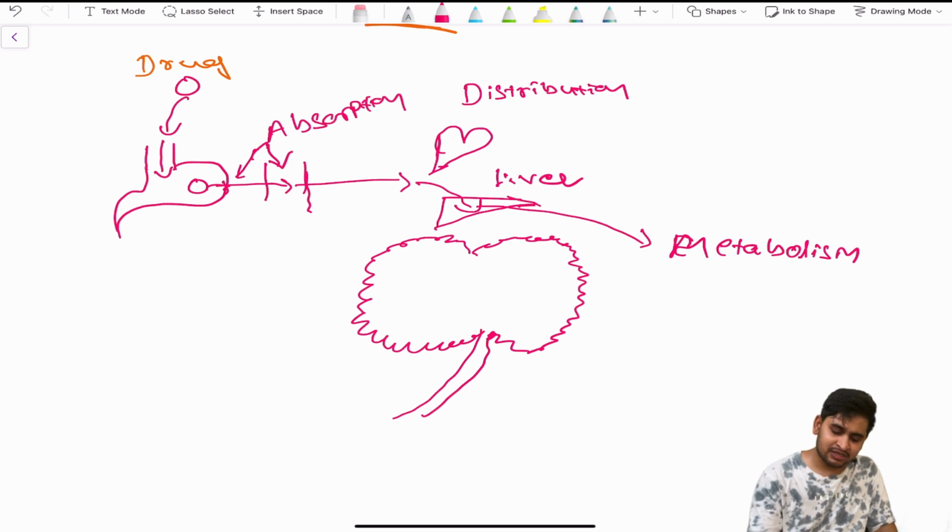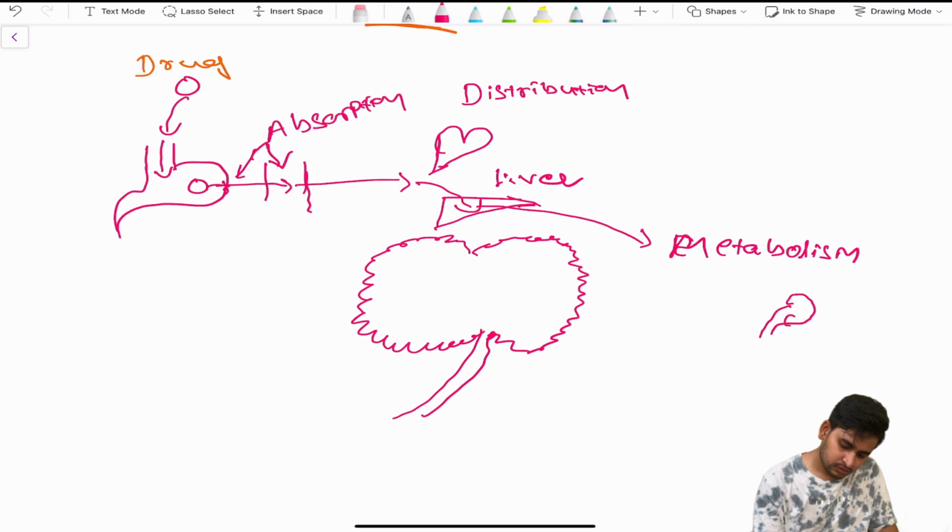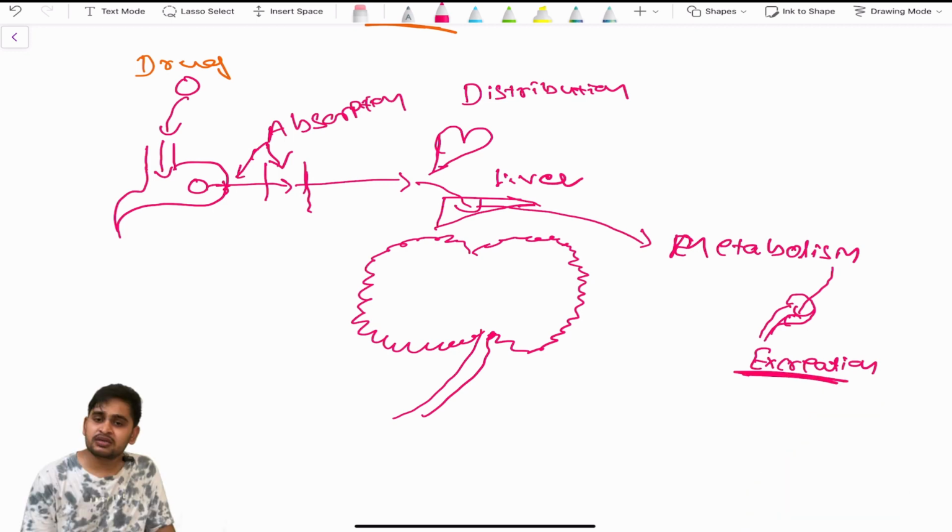After metabolism, it has soluble drug particles, soluble molecules. These soluble molecules would be excreted. These soluble particles after metabolism undergo excretion. Right, these drugs undergo excretion.